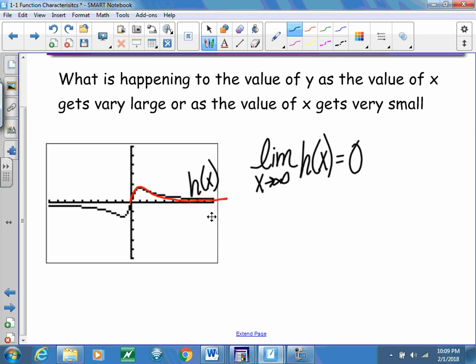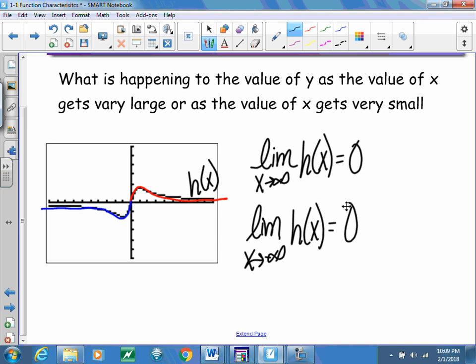It's approaching your x-axis. It's doing the same thing down here below your x-axis. And so the limit as x approaches negative infinity for h of x is also going to equal 0. And we'll definitely talk about, again, those end behaviors later on.